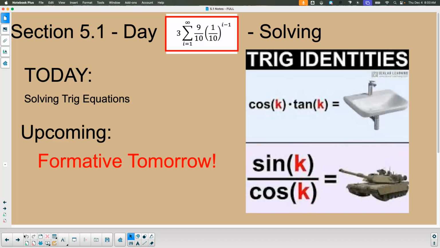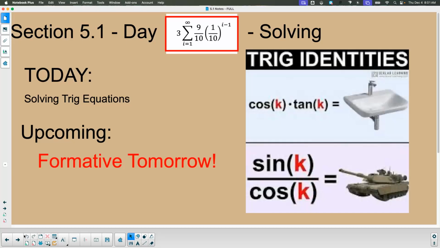Now I remember, I like this picture. Get it? It's a sink, and it's a tank. Yes, I do get it. Come on, that's funny. That's trig identities right there. That's funny. Okay. All right.